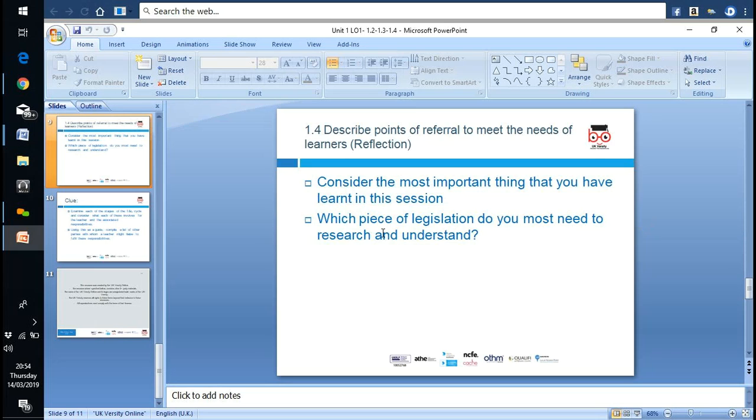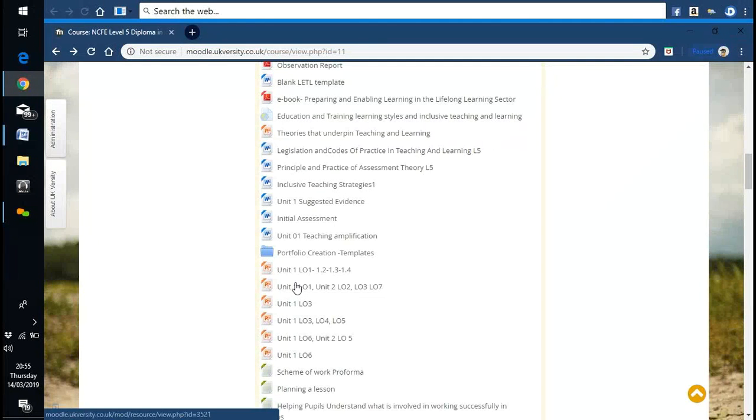But also, which piece of legislation do you most need to research and understand? There are a number, and it depends on where you are. If you're in FE, it'll be different than elsewhere. Again, I come back to what I said before: it's all about you. So you will refer that back to what you do. That's why it's so broadly given, so it allows teachers of whatever level or whatever area of teaching to use the evidence and respond in a way that matches what you do. So that one's particularly 1.1, 2, 3, and 4.